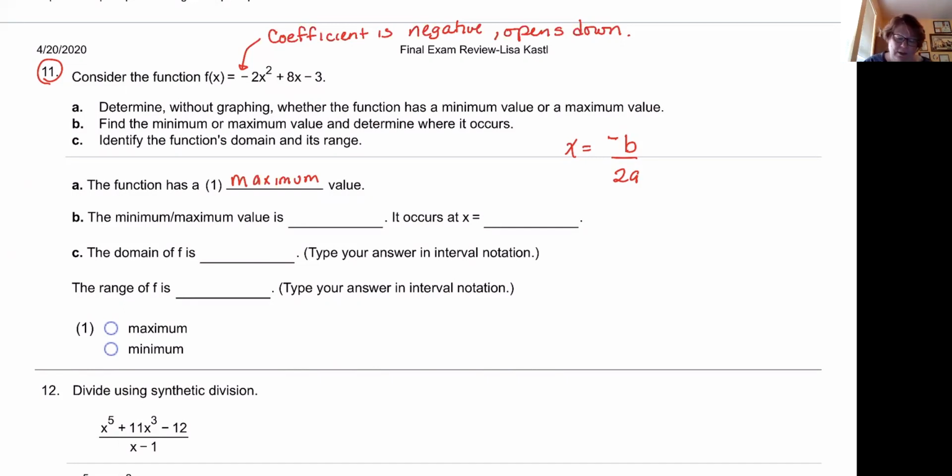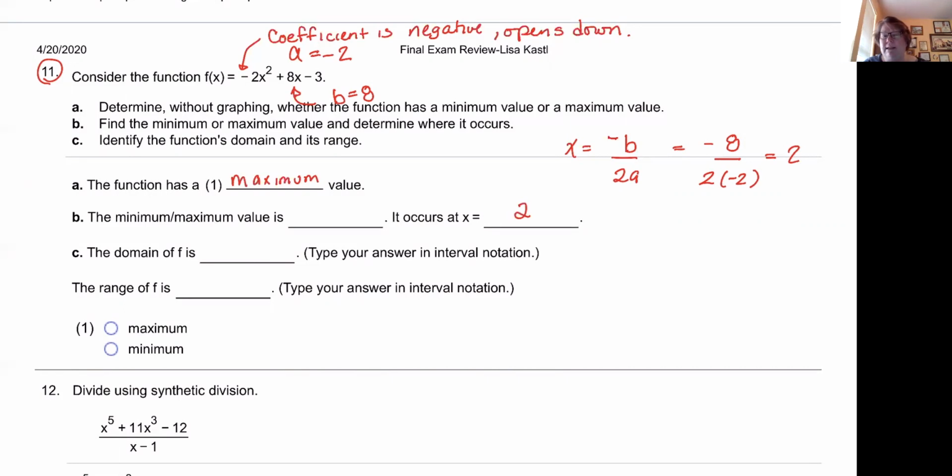So what's b? Well, it looks like b is 8 and a is negative 2. So we're going to plug those in. And I do believe that is 2. So the maximum occurs at x equals 2.